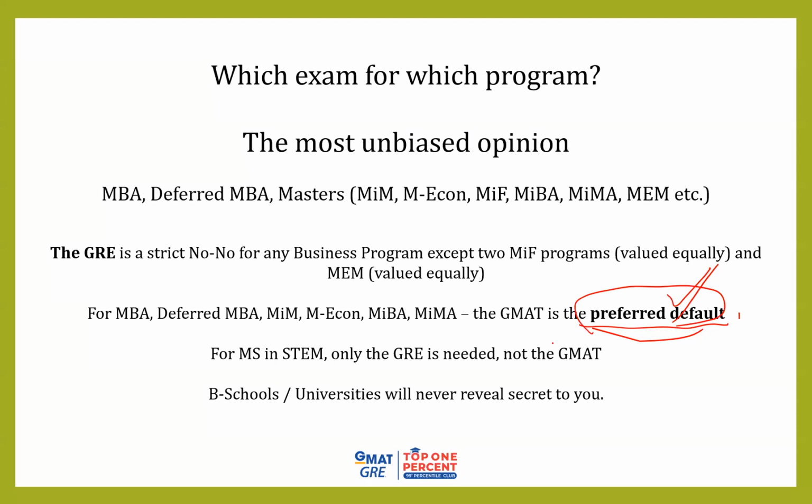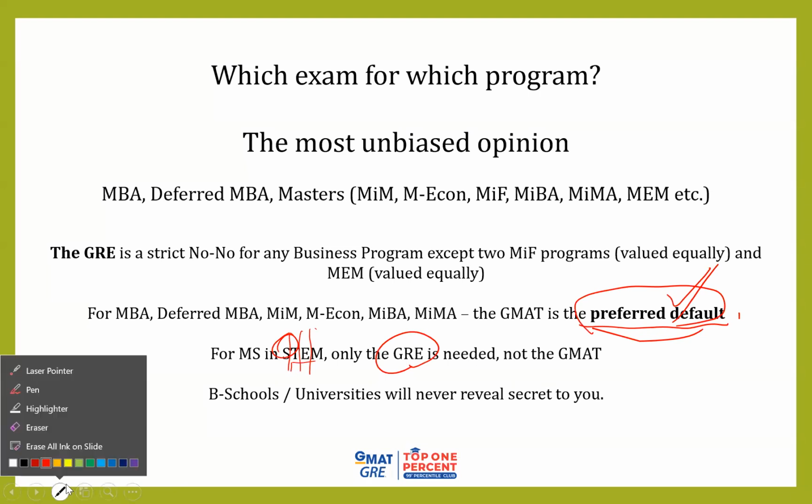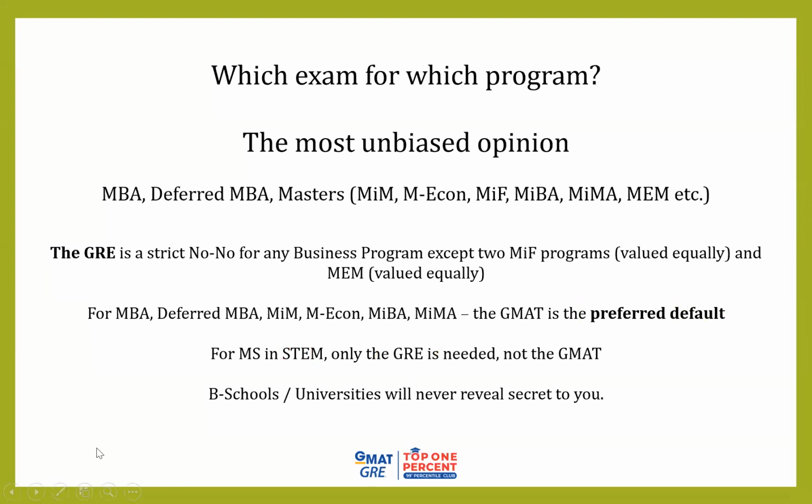But if it is engineering, please take care. Science, technology, engineering, and mathematics. If you want to specialize in math or stats, any engineering, technology or physics or something, then only GRE. So both these have been explained very clearly. I hope you're clear. Placement time, only GMAT. Scholarship time, only GMAT. That is preferred.